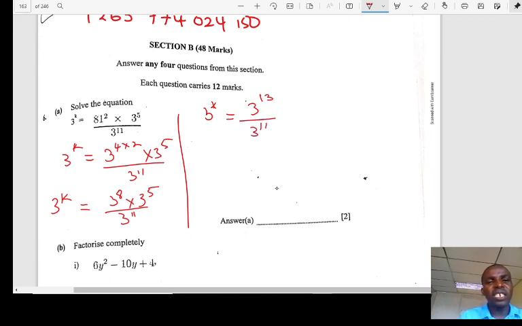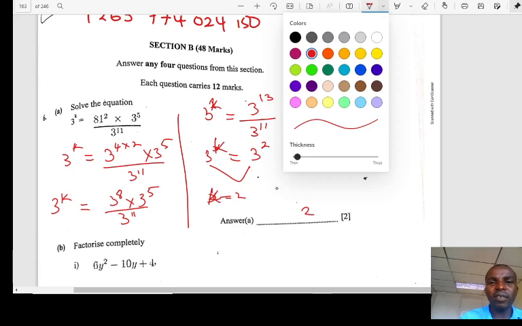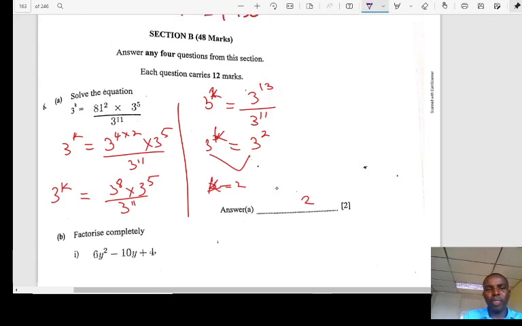Then you write 3 to the power k is equals to, you are dividing, that's law number 2. You maintain the base and subtract the powers. So it will be 3 to the power 13 minus 11 is 2. Same base, it means the powers are equal. So k is equals to 2. This one was k, not x. How come I'm now writing x? So that one is k. k is equals to 2. Then done. 3 marks.